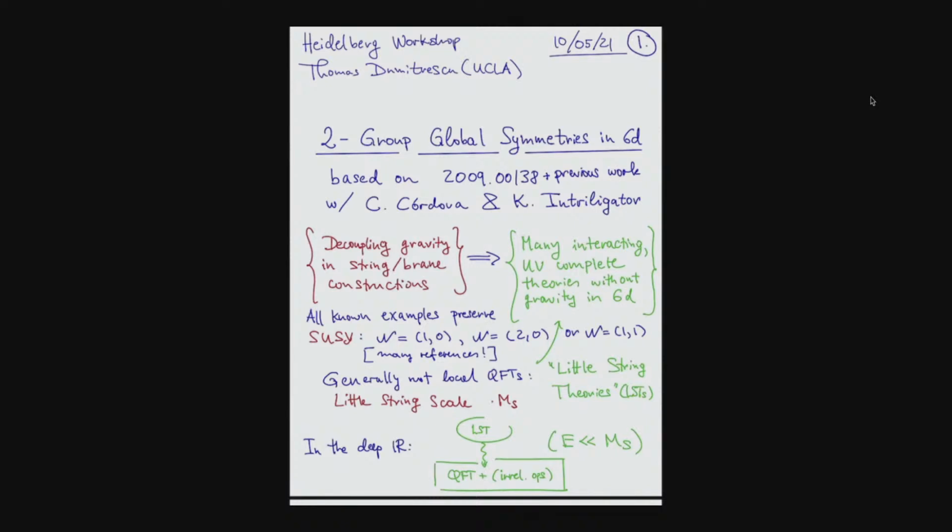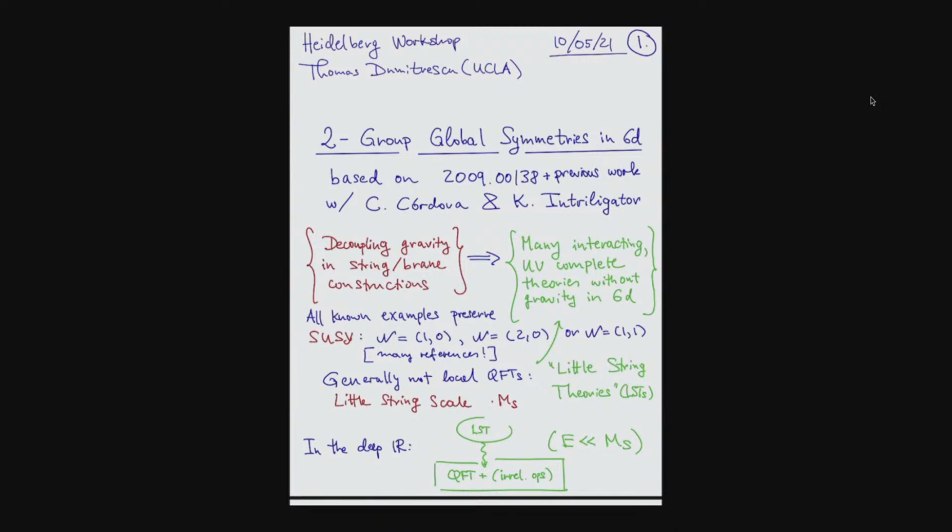Okay, so it's a pleasure to have Thomas Dumitrescu, who's going to speak about two-group global symmetry in 6 dimensions. Thank you very much. Thank you so much for the invitation. It's really a pleasure to finally join you after such a long time of anticipation, and virtually is better than not at all. So thanks for the invitation to speak.